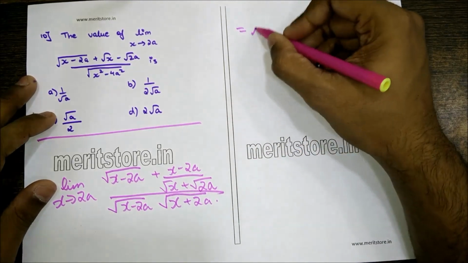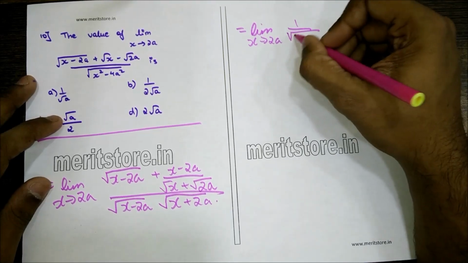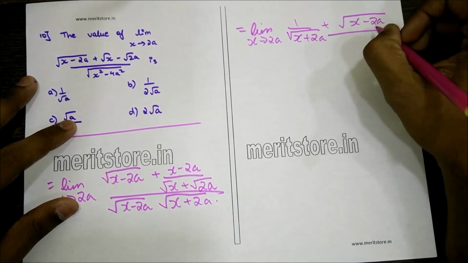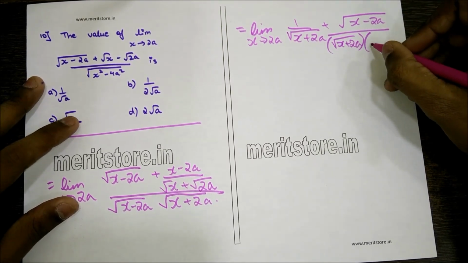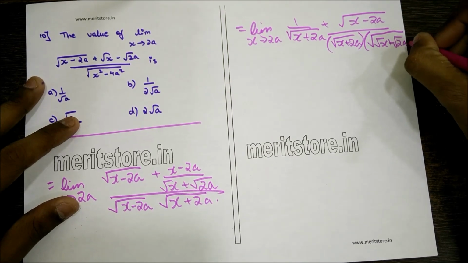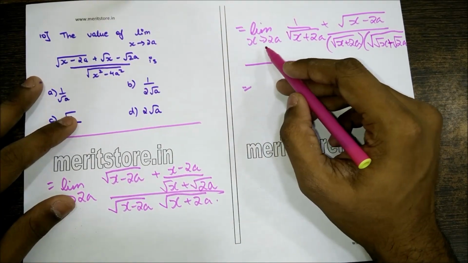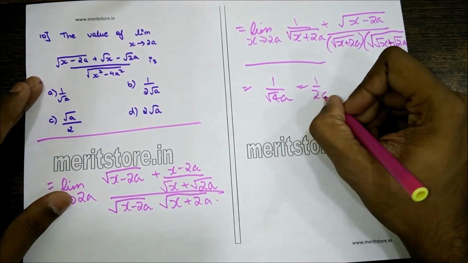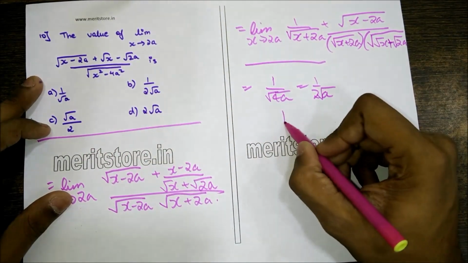Now that gives us limit of x tends to 2a 1 upon root of x plus 2a plus root of x minus 2a upon root of x plus 2a into root x plus root of 2a. Now once we get this, we can apply the limit of x tends to 2a. That gives us 1 by root 4a, which is 1 by 2 root a, which is option B.